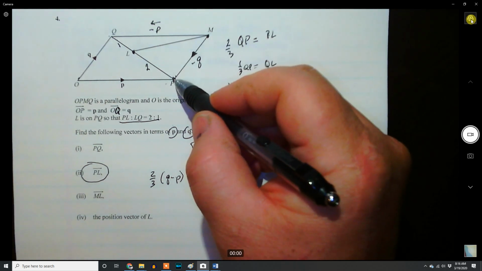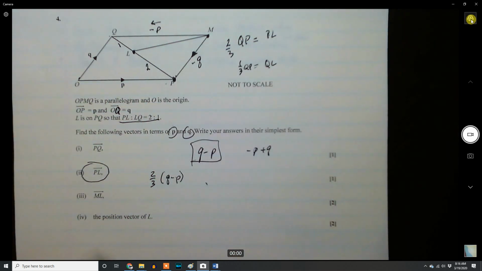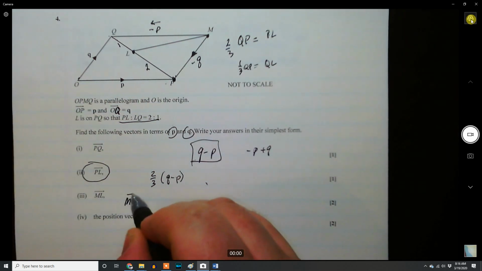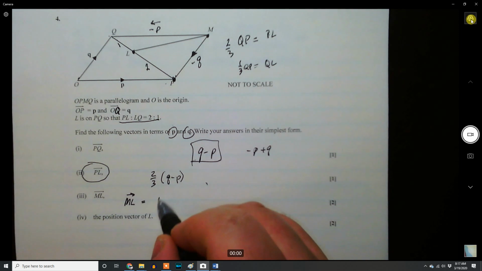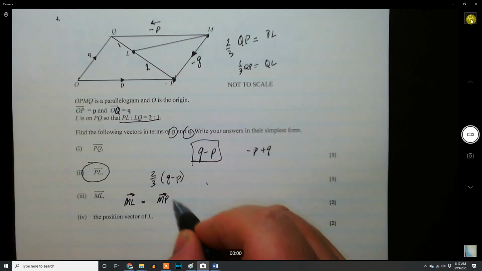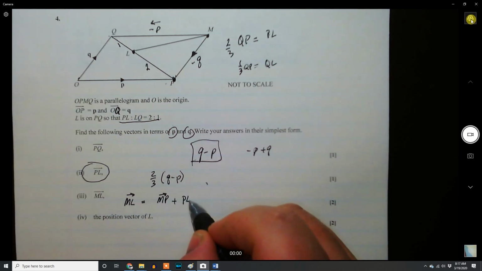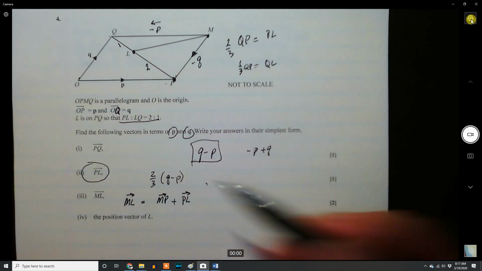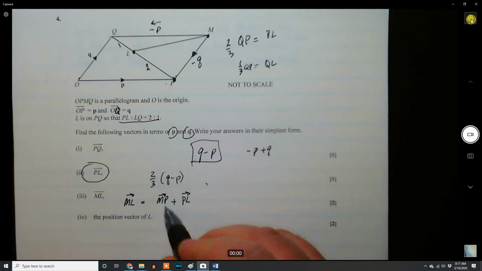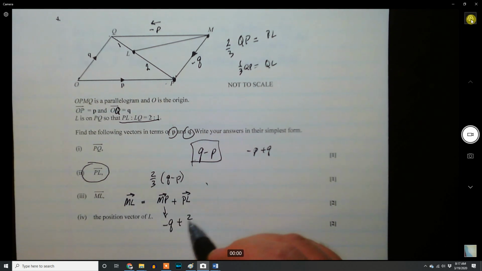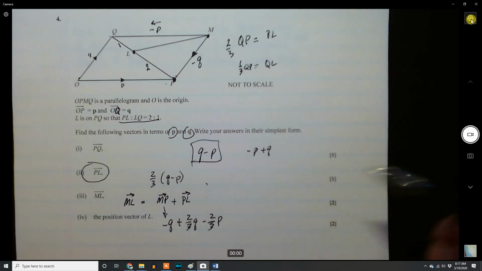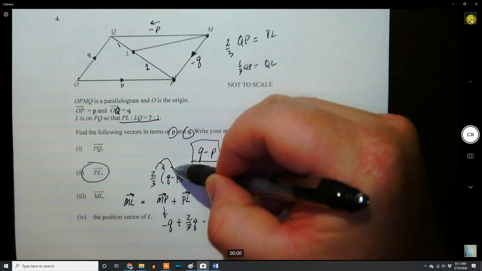And then add P to L. So here's what I'm saying. I'm saying M to L is going to be the same as M to P plus P to L. And we just found out what P to L was. So I'm going to go ahead and say M to P is negative Q, and P to L is 2/3 Q minus 2/3 P. So all I did right there is I went ahead and I just distributed this, right?